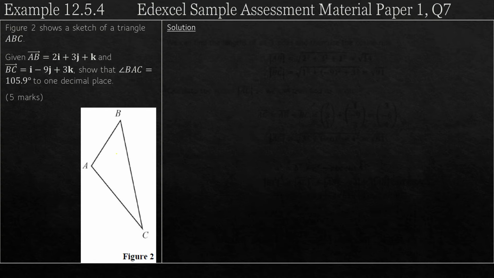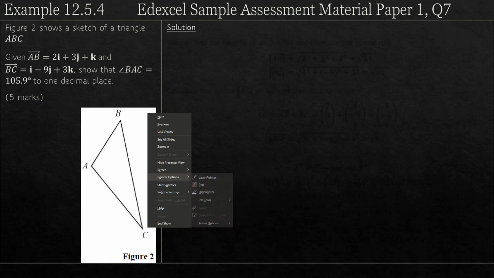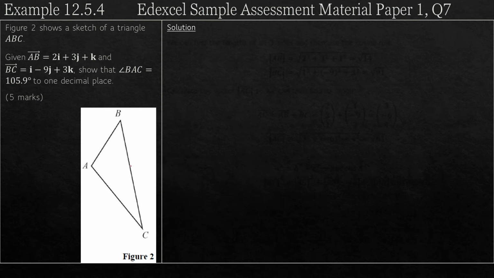So we know the vector BC and we know the vector AB as well. And we need to show that the angle BAC, which is this angle here. So BAC gives me this angle. We need to show that is 105.9 degrees.